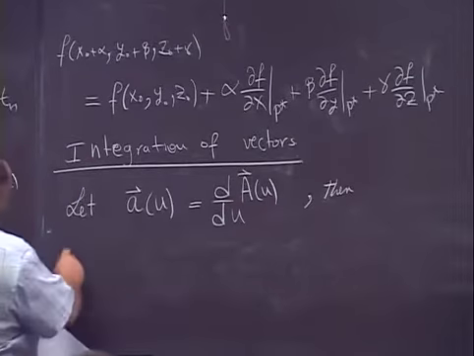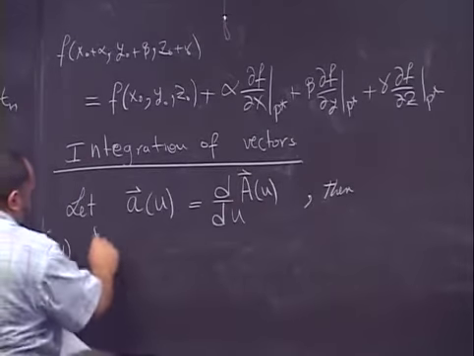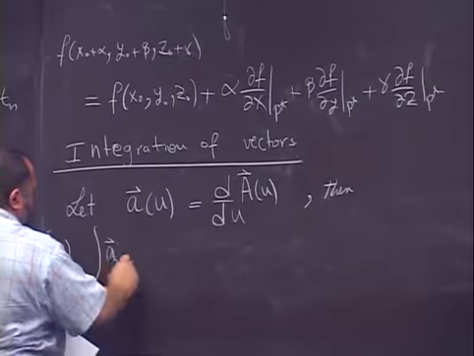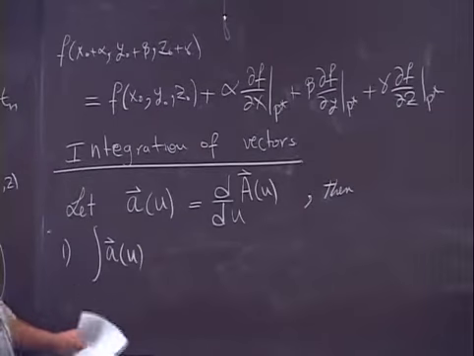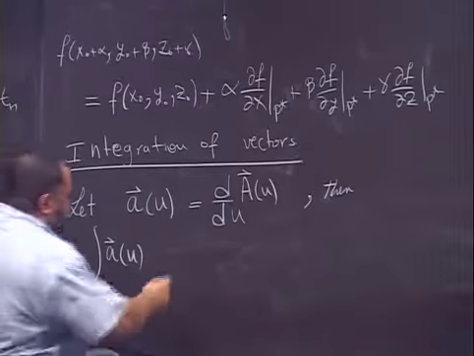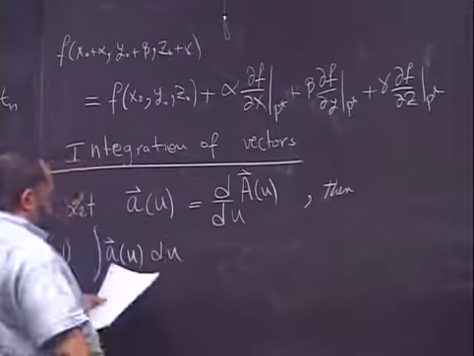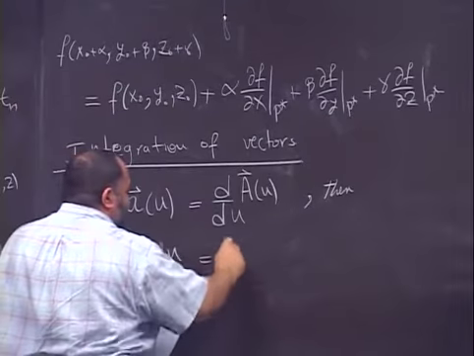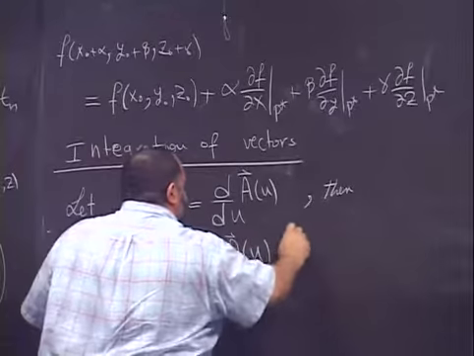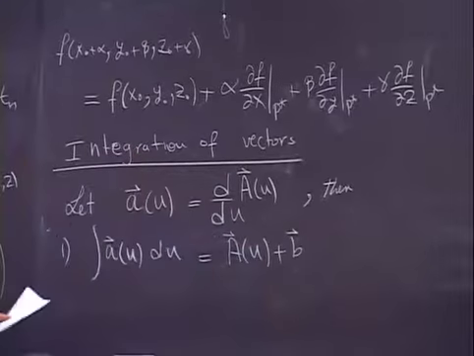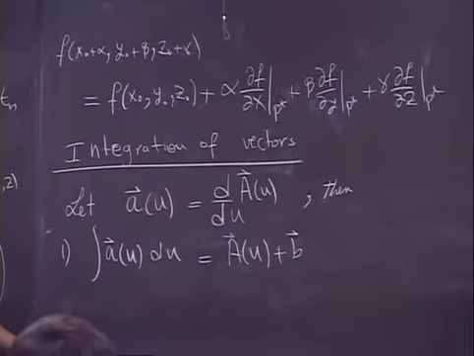So then we will note that the integration of this vector function a of u over delta u will be just the vector function A of u plus another vector constant, like b. Can somebody give me an example of this?